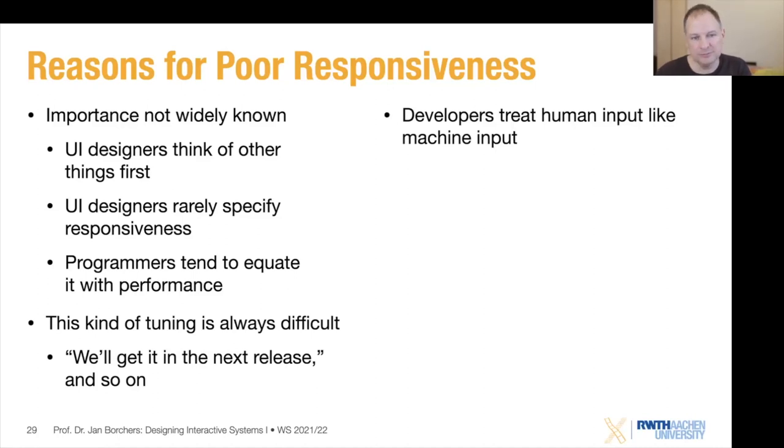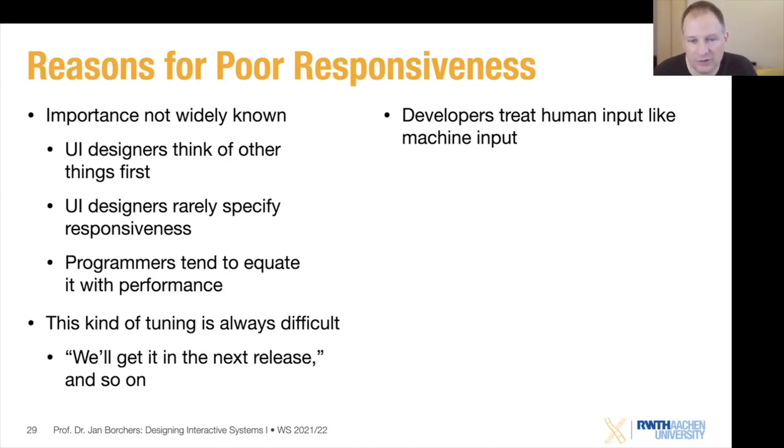Another reason why responsiveness is often lagging is that developers tend to treat human input like machine input. You can see this in the original von Neumann documents from the 50s, when von Neumann introduced his architecture of the von Neumann computer. Basically, input and output were there. We talked about this earlier in this class, but they were basically just another kind of input, like the input coming in from a communications line or from a disk drive or something like that.